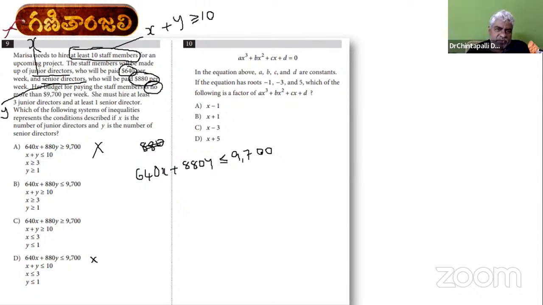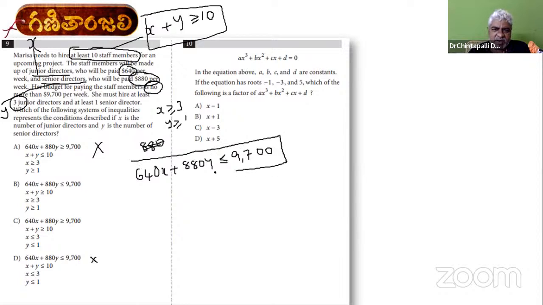Option B. For confirmation, Marcia must hire at least 3 junior doctors. That means X must be greater than or equal to 3. And at least 1 senior doctor, Y must be greater than or equal to 1. So the total statements are X plus Y greater than or equal to 10, 640X plus 880Y less than or equal to 9,700, and X greater than or equal to 3 and Y greater than or equal to 1.